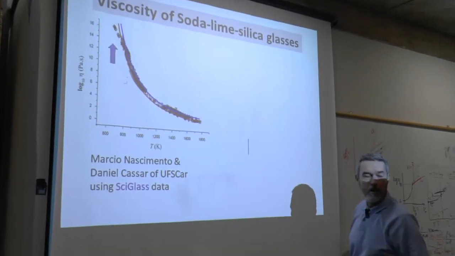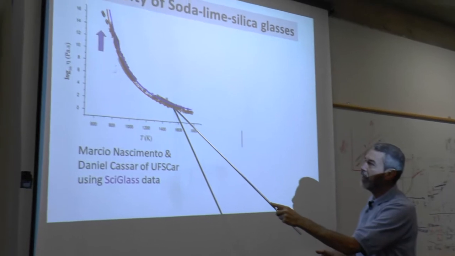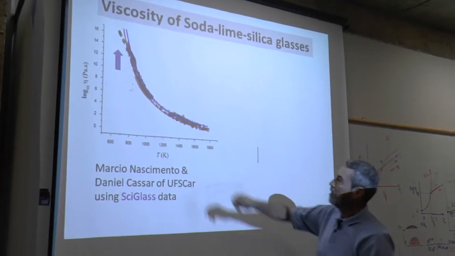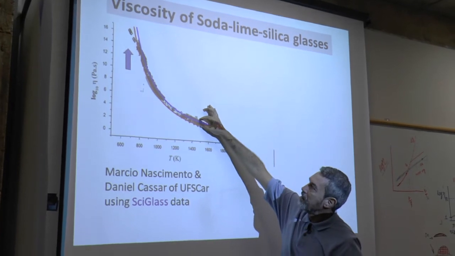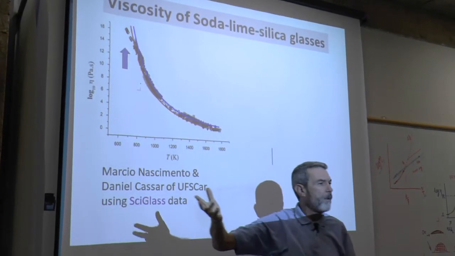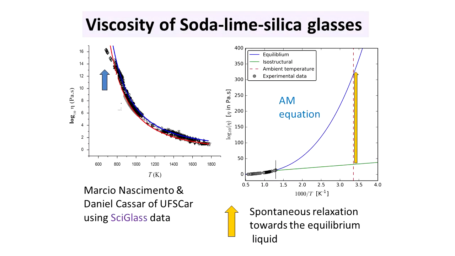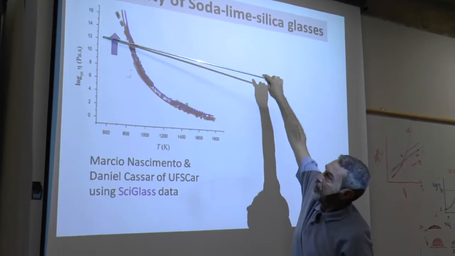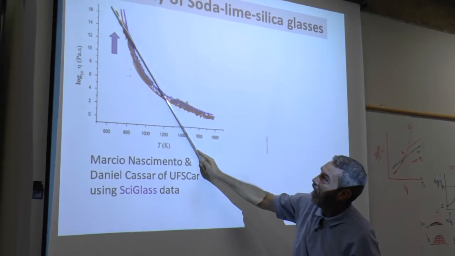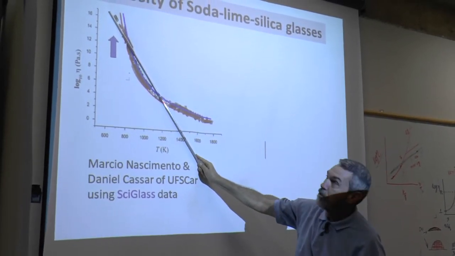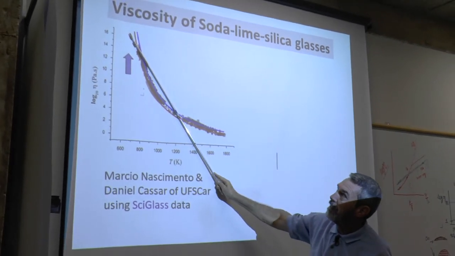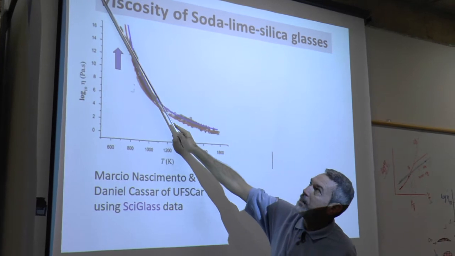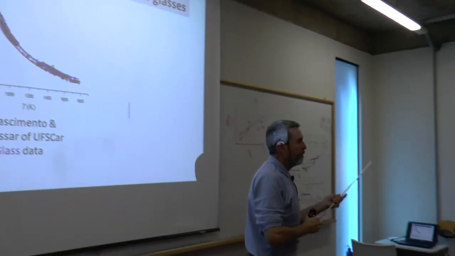This is modern soda lime window glasses. It can vary by about 1 order of magnitude from one glass to the other, and there are more than 50 compositions here. But luckily, one author had measured the isostructural viscosity. See, this is Tg here, and he had isostructural viscosity data. So we just fitted that Adam-Gibbs equation here, extrapolated down to room temperature.